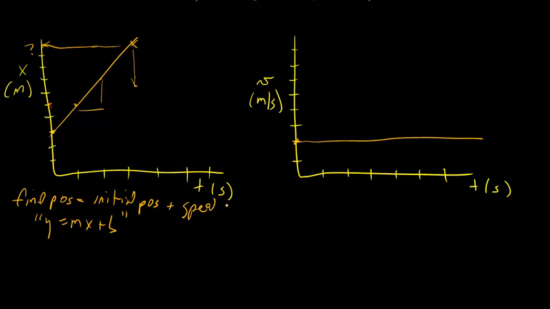Okay, and I may abbreviate this as: final position x_f is equal to initial position x_0 plus speed times time. So that's just an abbreviation of that. And again, we're just using the equation for the line.